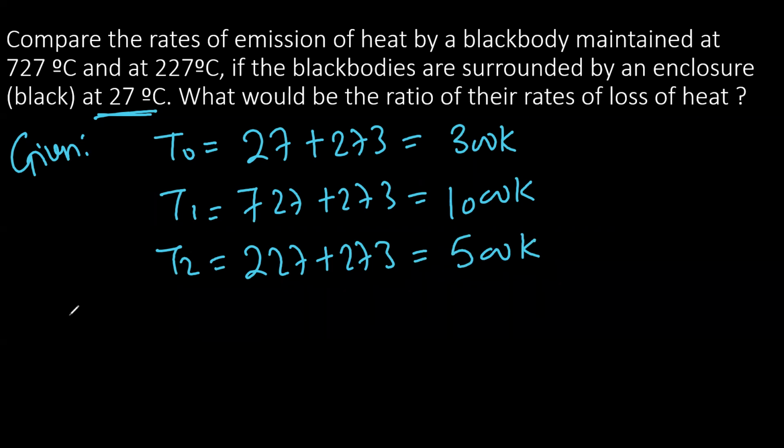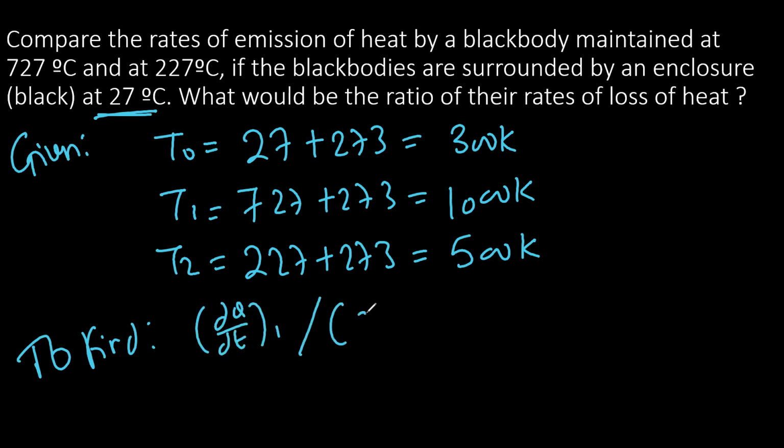Okay. And what do we need to find? We need to find the ratio of rate of loss. That is the same as dq upon dt for the first divided by dq upon dt for the second. Now dq upon dt is also known as R, so we can have it as R1 upon R2 also. Okay, we have to find this out. The formula is the same. Let's go for the formula.